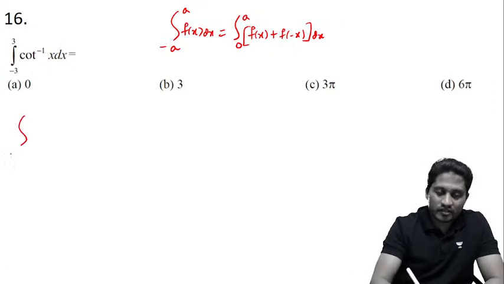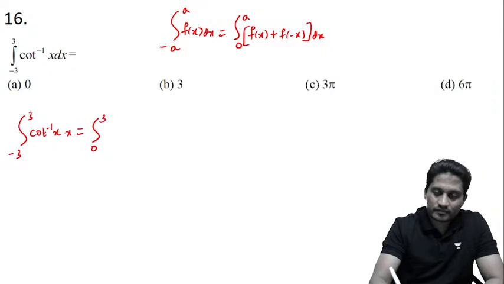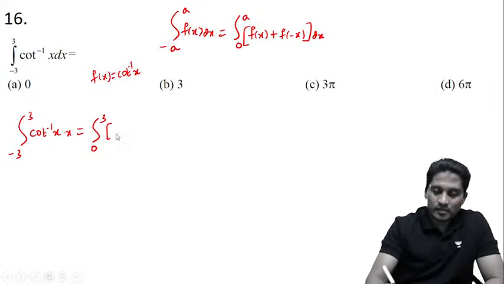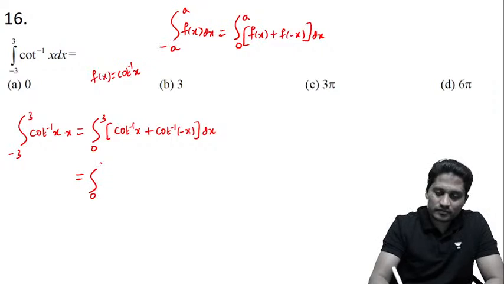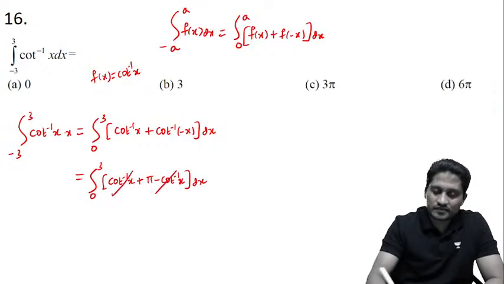Okay, so this is minus 3 to plus 3. Minus 3 to plus 3 cot inverse of x dx can be written as 0 to 3, that is f of x plus f of minus x. So I'll take f of x is equal to cot inverse of x. So f of x is cot inverse of x plus f of minus x is cot inverse of minus x dx. Okay, so this is 0 to 3, cot inverse of x plus cot inverse of minus x will be pi minus cot inverse of x. Okay, and then this is dx, this fellow will cancel.